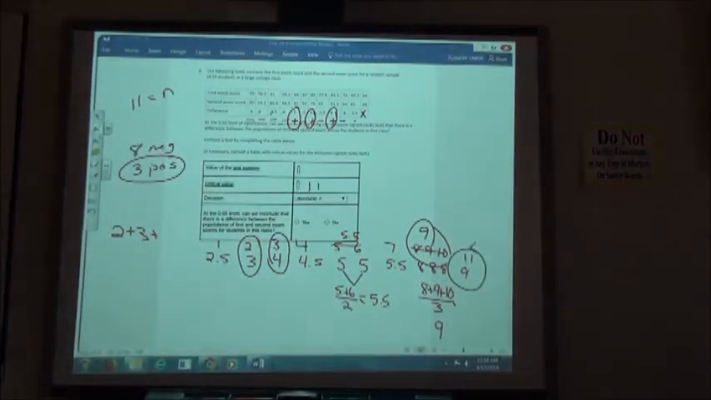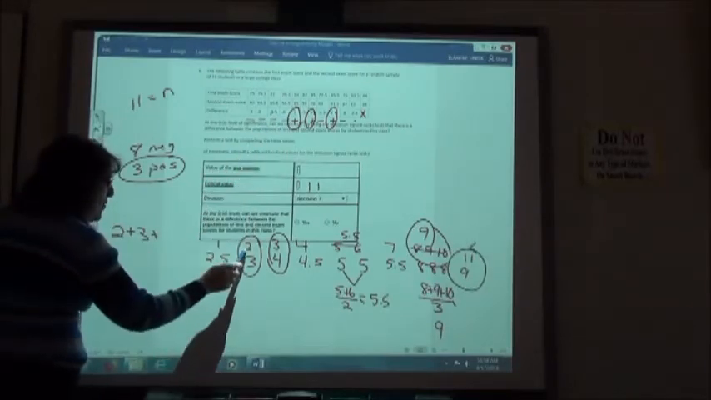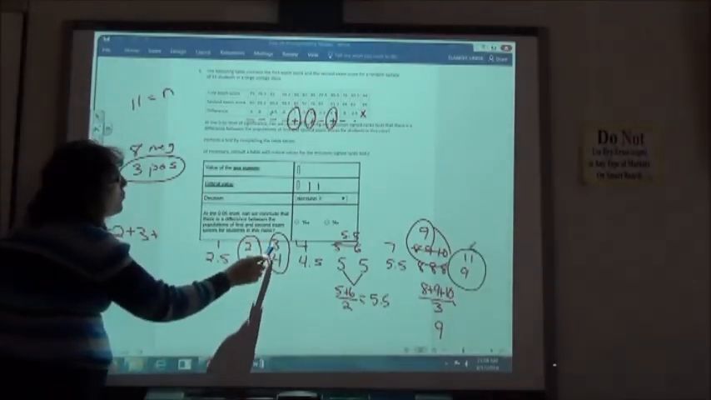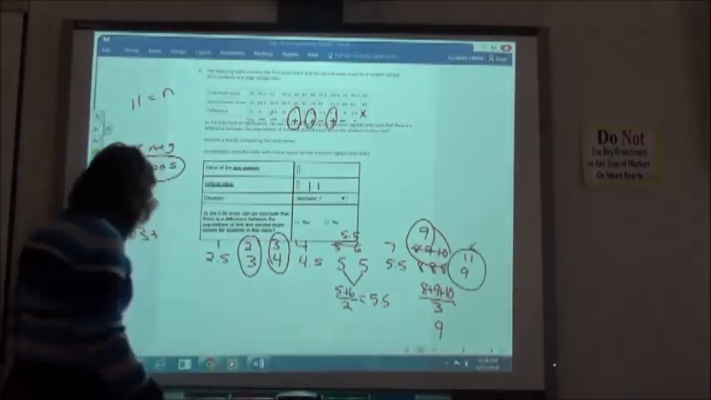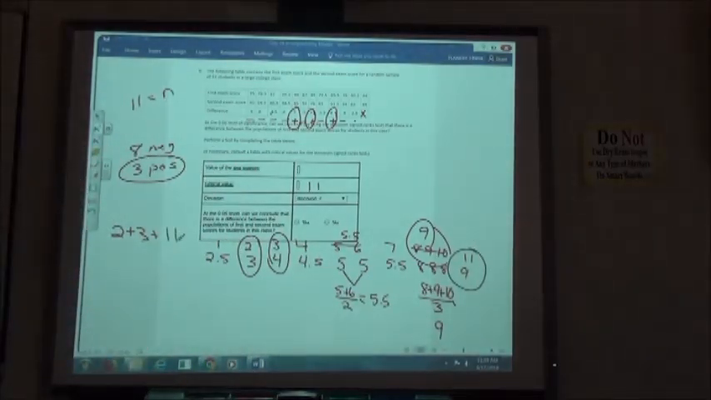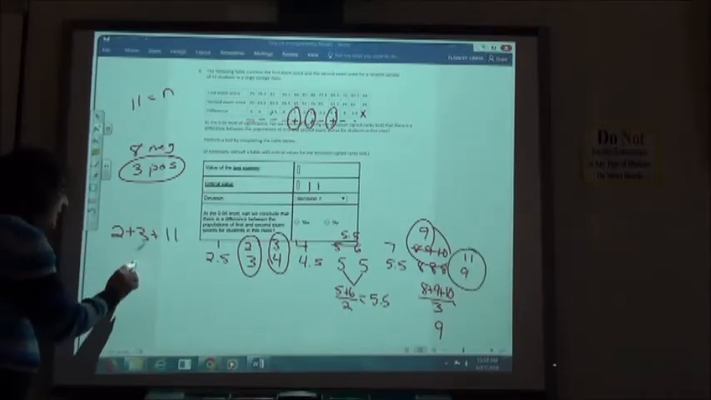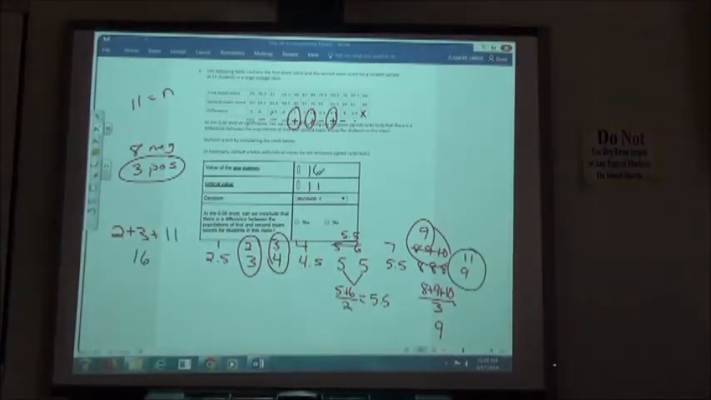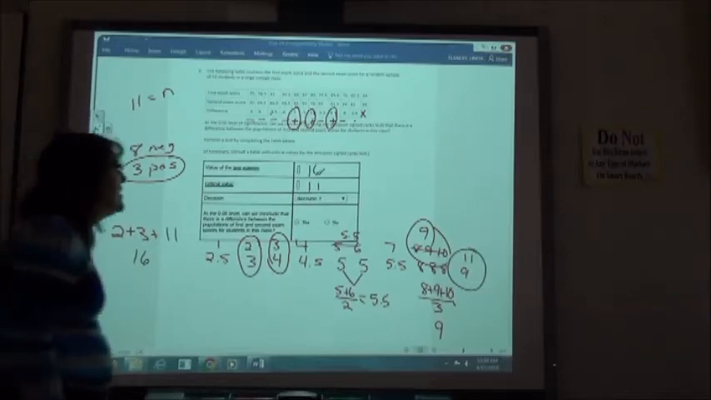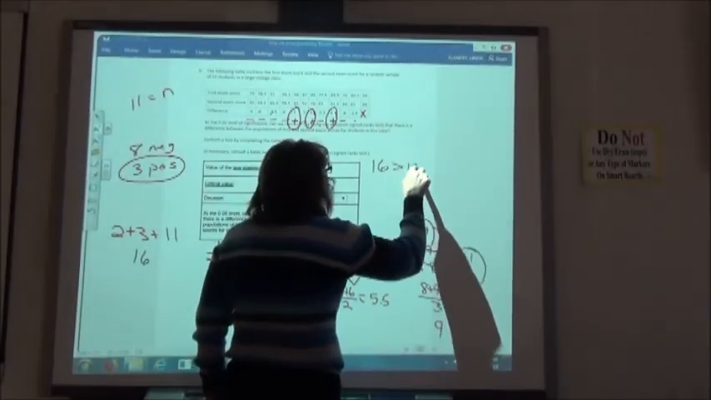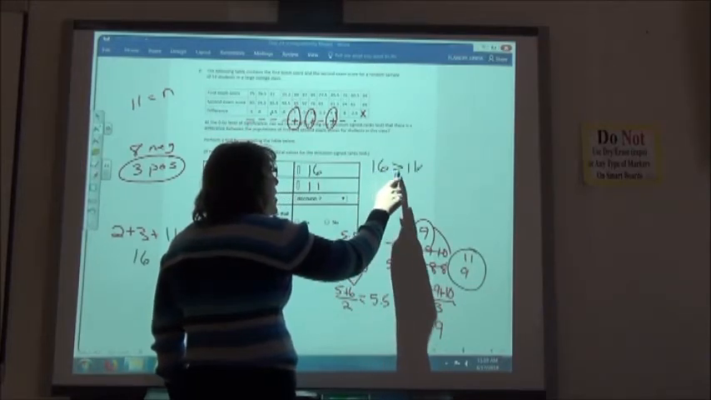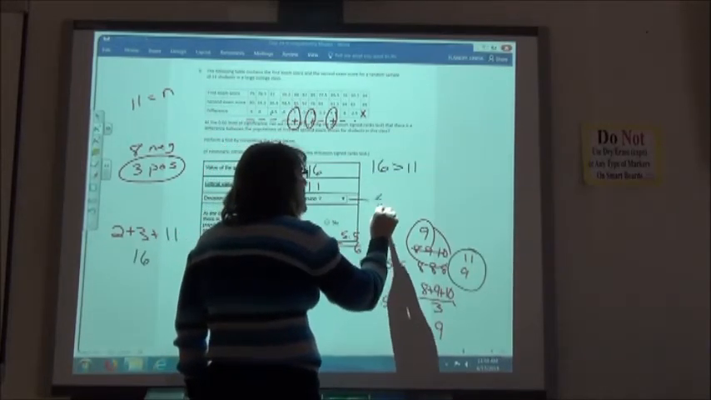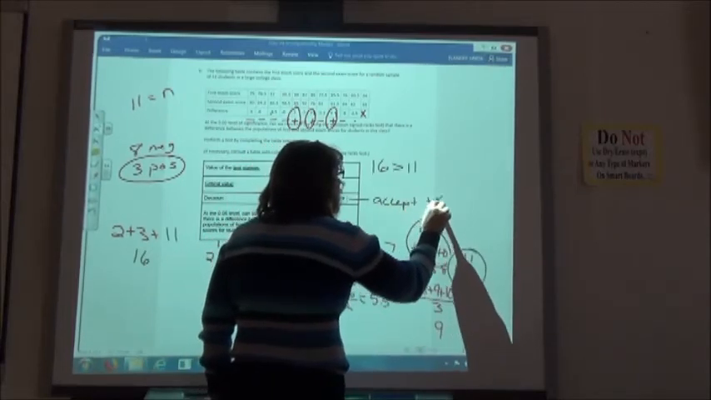So going back to my test value. My 3 had a rank of 2, my 4 has a rank of 3, and my 9 has a rank of 11. I should have used an 11 there. I tried to use the 8 instead of the 9. So the 9 has a rank of 11. If I add all those together, 2 plus 3 plus 11, 5 plus 11 would be 16. So now the value of my test statistic is 16 and my critical value is 11. We know that 16 is greater than 11. Since my test value is greater than my critical value, I am going to accept the null.